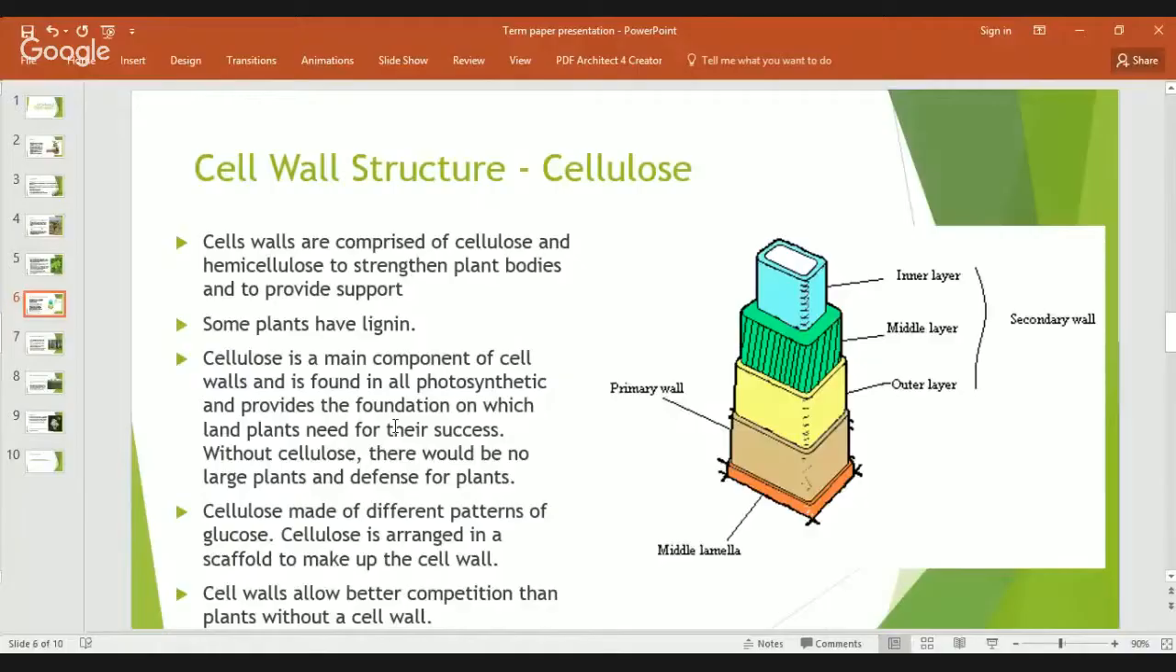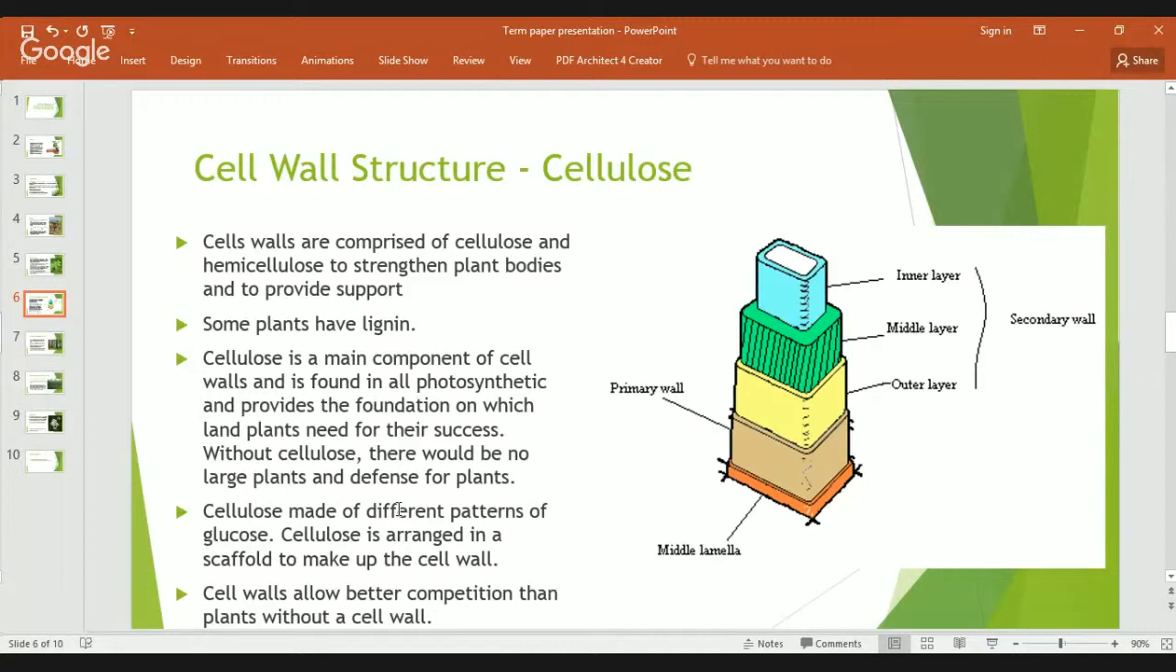All right, so here we get to the cell wall structure, which involves cellulose. Cellulose is made of materials such as glucose, and they're arranged in different patterns, much like the scaffold of a building, to make up a cell wall. And some of these cells also have hemicellulose to strengthen the plant bodies and provide support. Cellulose is a main component of these cells and provides the foundation for plants being able to colonize land.